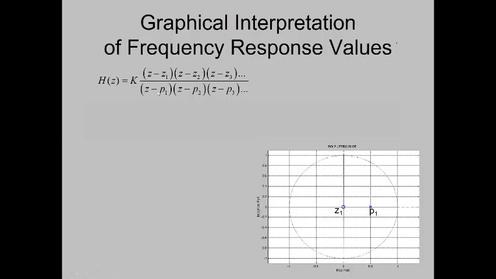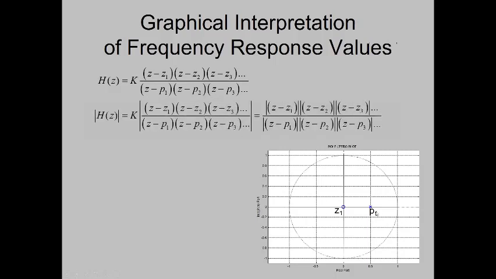We find a transfer function and then we factor it, so we can find the zeros and the poles. And then perhaps we plot a pole-zero diagram. What we're looking for is a way to relate this to the frequency response of the system. So we want to know what's the magnitude and phase of this transfer function as we move around the unit circle where the frequency response lives.